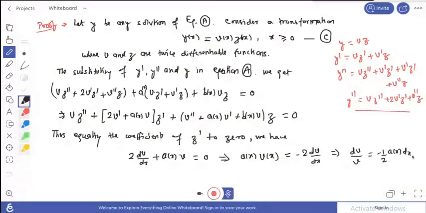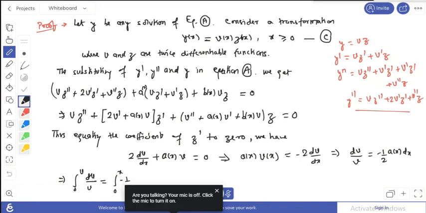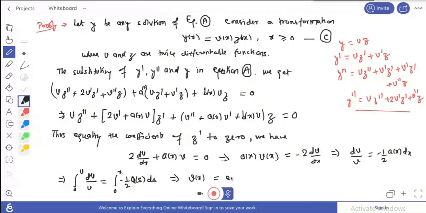Now if we integrate this, dv by v equals, from 0 to x, minus 1 by 2 times a, a function of another variable say s, ds. So what is your v(x)? v(x) equals the exponential of this, which becomes minus half log of v, so v equals e to the power of minus half integral from 0 to x of a(s) ds. Suppose this is equation number D.